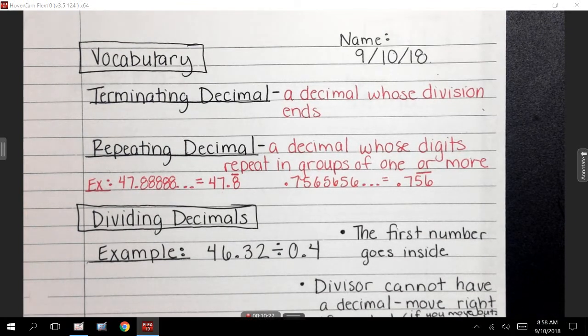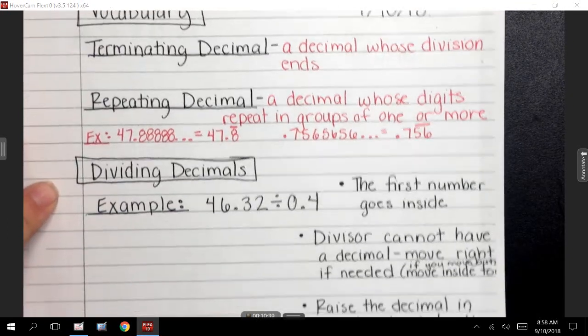Okay? Do we have any questions about those two definitions? Does spelling count on the test? Yes, please make sure you can spell those. They're pretty easy. Terminating, that's one of our longest words. It sounds like it spells, so that should be pretty easy. Let's talk about dividing decimals.